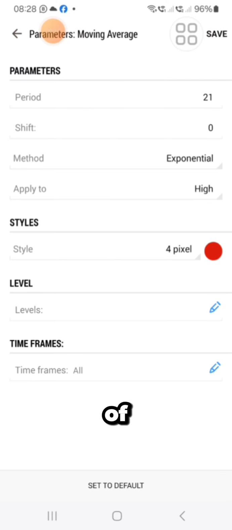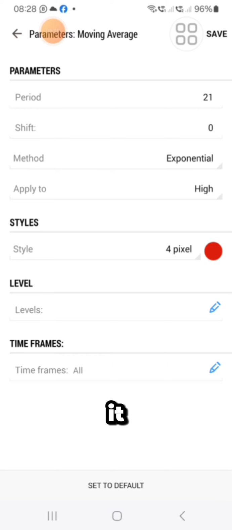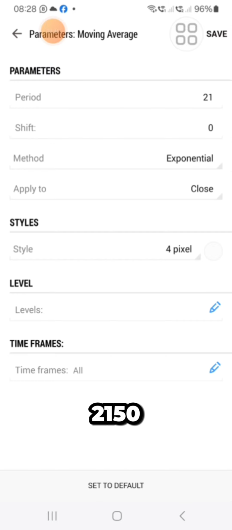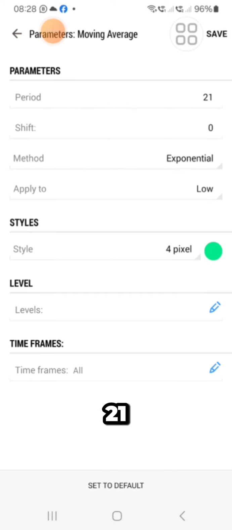It will have a period of 21, shift 0, method exponential, apply to high. Then it will have a star, the star will have 4 pixel and the color is red. The third moving average will have a period of 21, shift 0, method exponential, apply to close, with the star 4 pixel and the color white. The last moving average will have a period of 21, shift 0, method exponential, apply to low. Then the star will have 4 pixel with the color lime green.